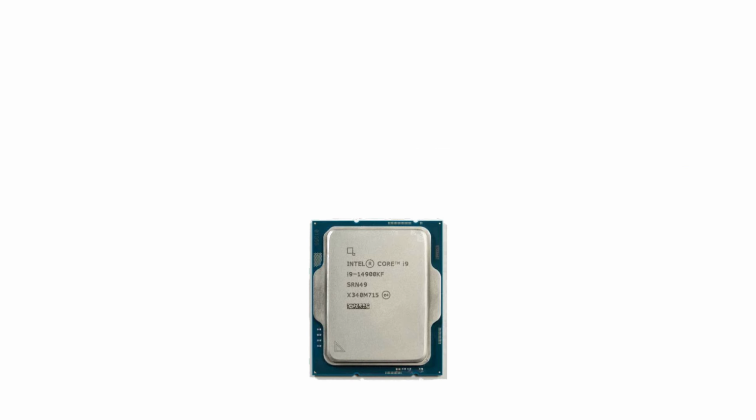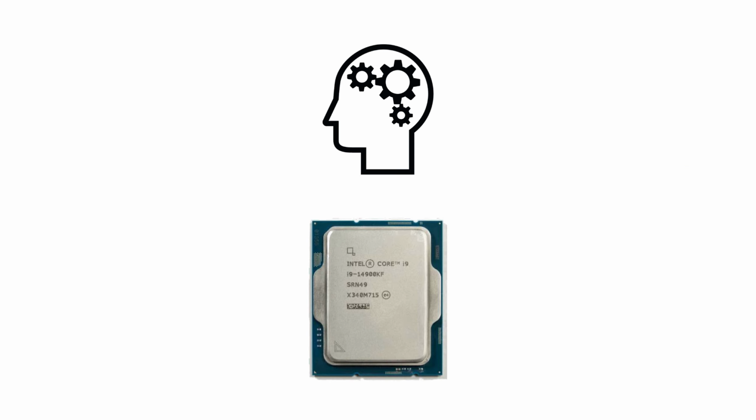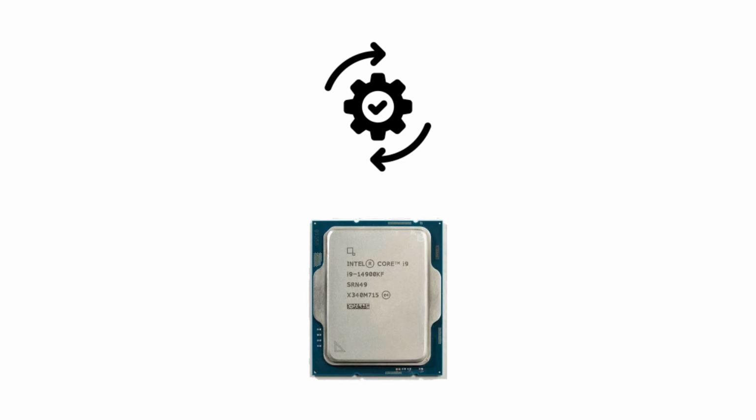CPU stands for Central Processing Unit. Think of the CPU as the brain of your computer. Every time you click a mouse, load a video, or launch a game, the CPU is the component doing the actual thinking, calculating, and executing behind the scenes.